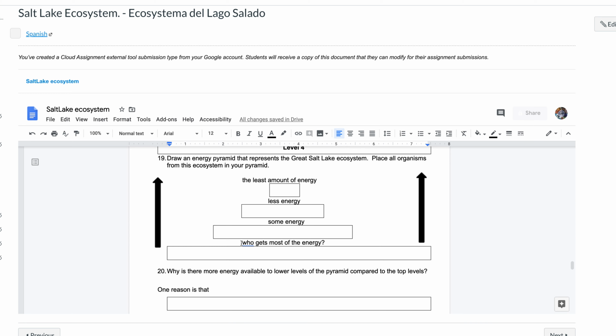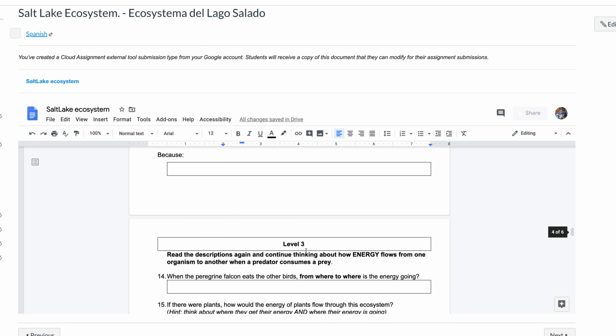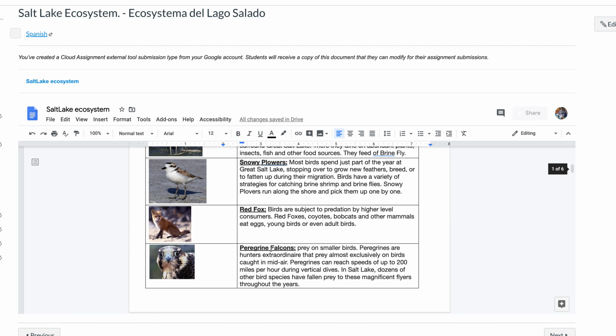I'm going to give you a hint right here for level 4. Think about who gets the most energy. Who's going to get the energy from who has unlimited access to energy, who doesn't need to chase anybody down, who doesn't need to use energy to move, basically to walk around or move. Which organism in there is just going to have to basically sit there, do nothing, and get the most energy, right?